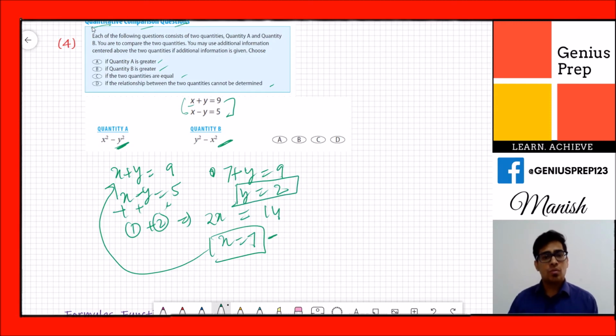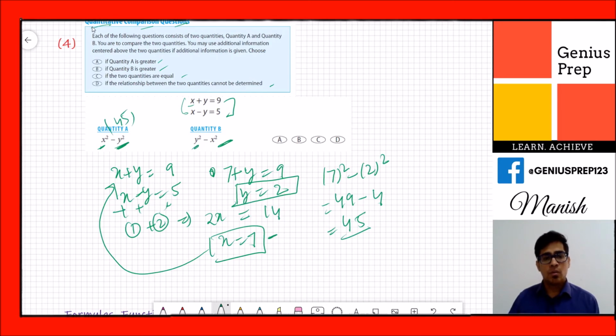Now we have the expression x square minus y square. So x square is 7 square minus y square is 2 square, which is 49 minus 4, which is equal to 45. So the quantity A value is 45. And what is quantity B?